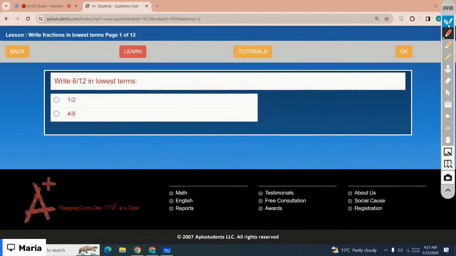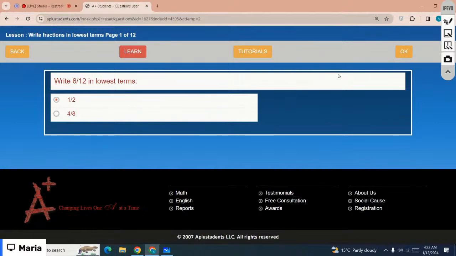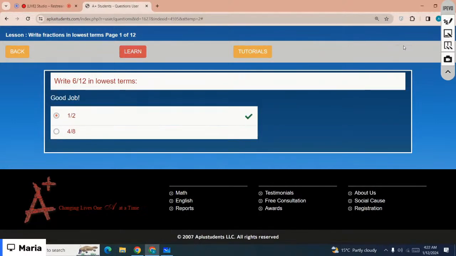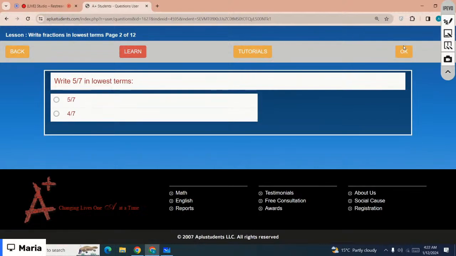Can you guys please stop talking, stop focusing on the chit chat rather than focusing on the lesson? So stop, write the answers for the questions I am asking. Write 5 by 7 in lowest terms, which is the correct option. Use your notebook and pencil and write the correct option in the chat box. So which is the correct option?